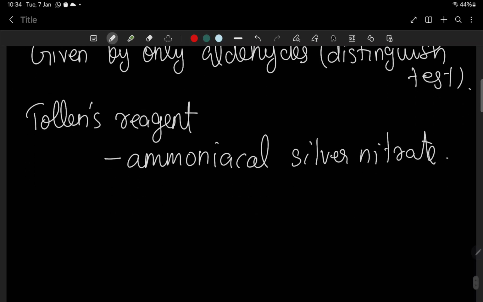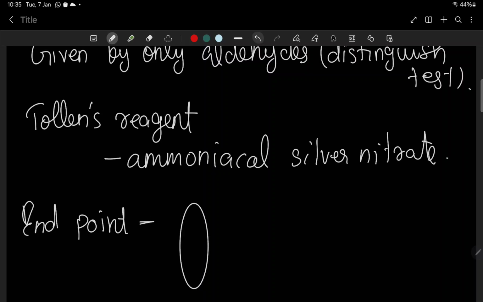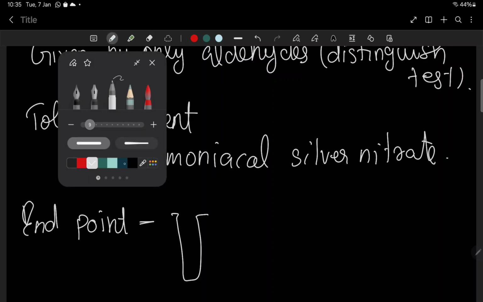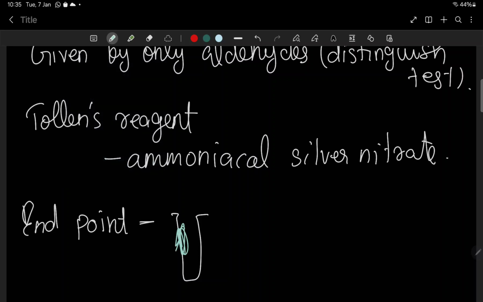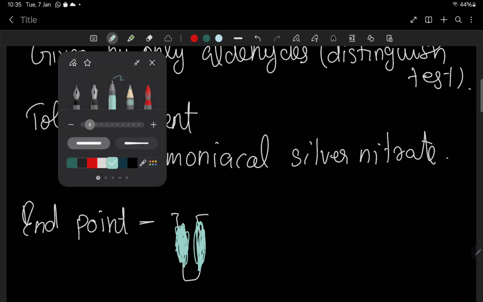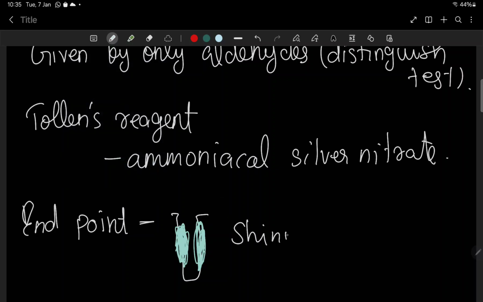What is the end point? If we add some Tollens reagent into an aldehyde, the end point is a shining silver mirror. You have a test tube, and you have silver colored material stuck to your test tube. So you can see a shining silver mirror if it is an aldehyde.